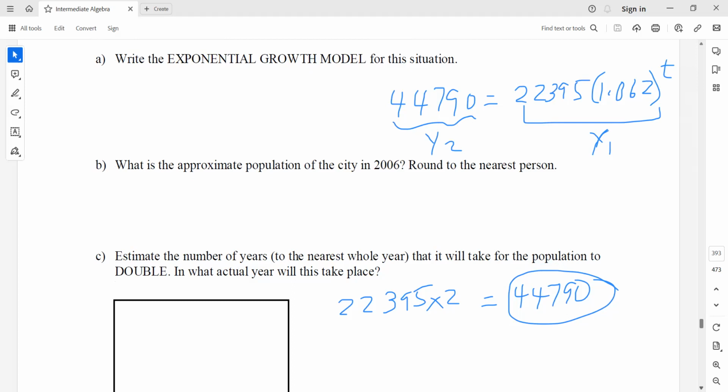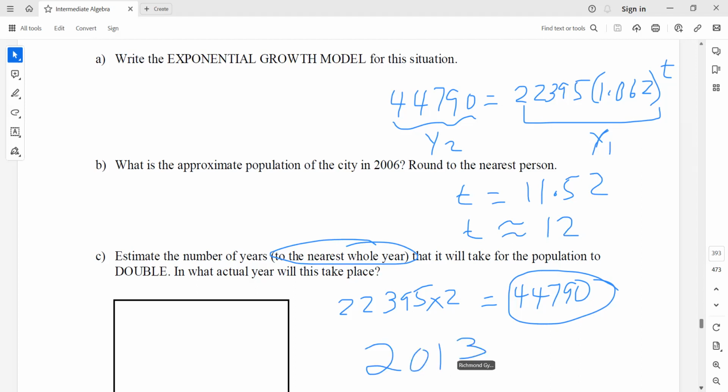So when you do that, your t, if you do your second trace and intersection, enter, you're going to have 11.52. It says round to the nearest whole year. So you're going to get what? 12 years. So 12 years means from 2001, 12 years is going to be 2013.